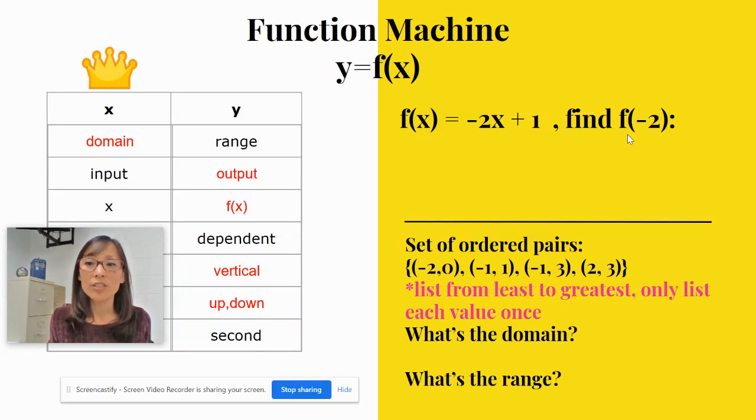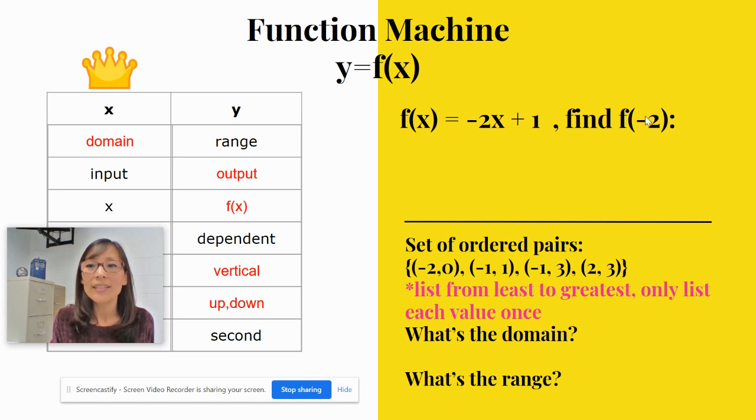Let's look at some function notation and see if we could do some calculations based on the function notation. So let's say I have an equation that says f of x is equal to negative 2x plus 1, or the function of x is equal to negative 2x plus 1. And this says find f of negative 2.